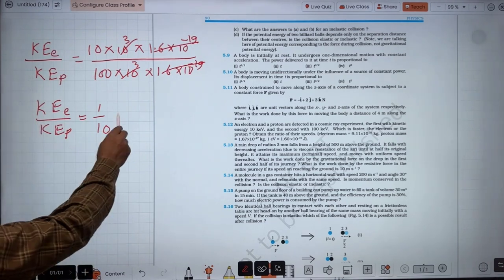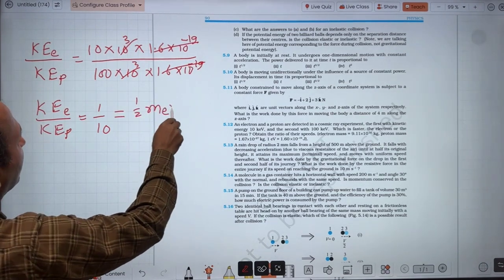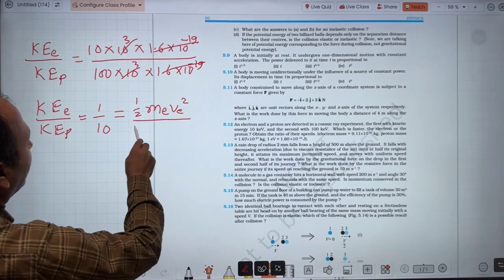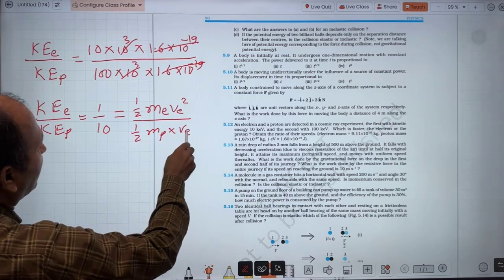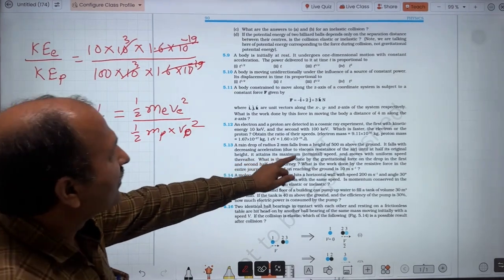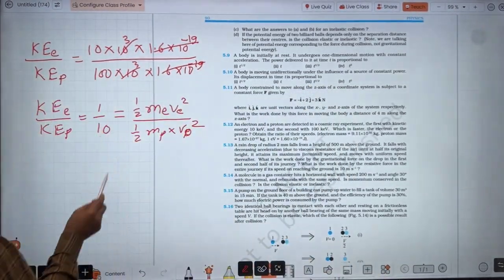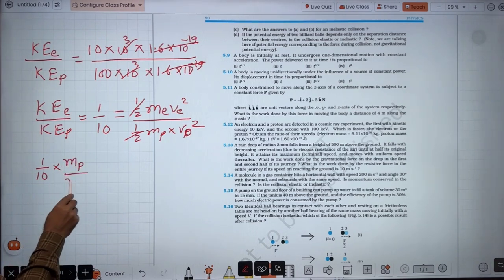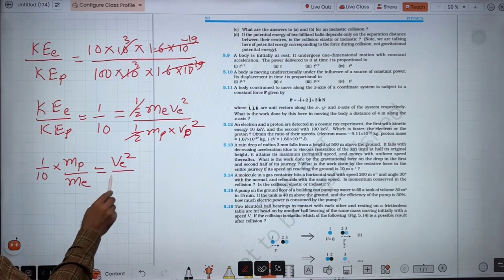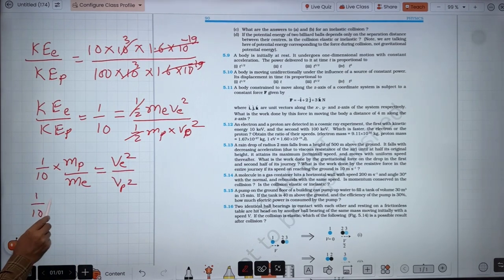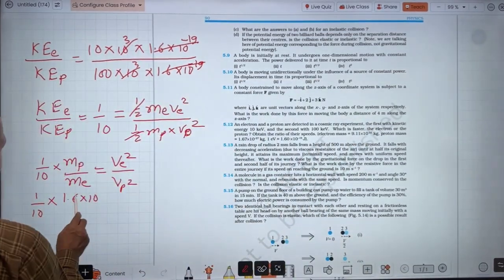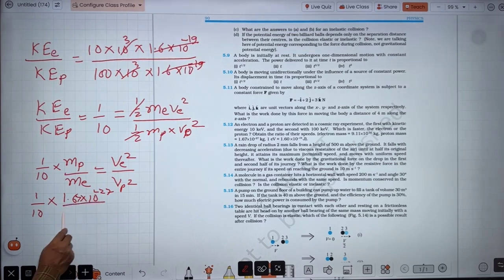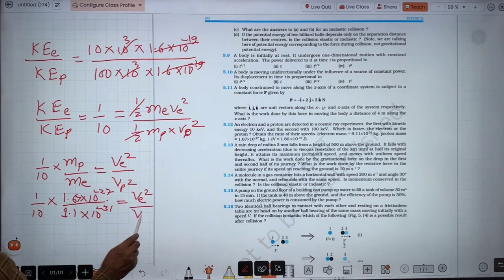Now, KE is also given by half mv square. So mass of electron into velocity of electron square divided by mass of proton into velocity of proton square. Our concern is to find the speed. The 1 by 2 cancels out, so this will become 1 upon 10 into mass of proton divided by mass of electron equal to V electron square divided by V proton square. Now we put values: 1 upon 10, mass of proton is 1.67 into 10 power minus 27 kg, divided by mass of electron, 9.1 into 10 to the power minus 31, equal to V electron square divided by V proton square.